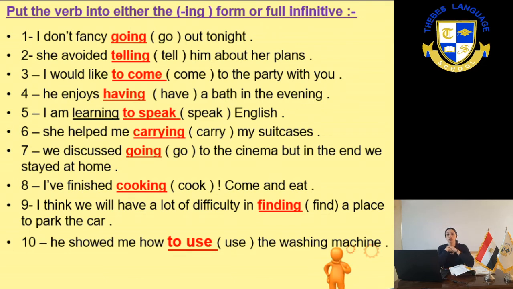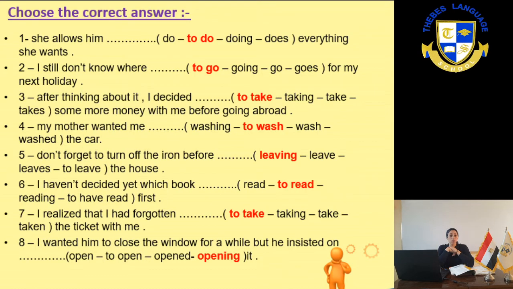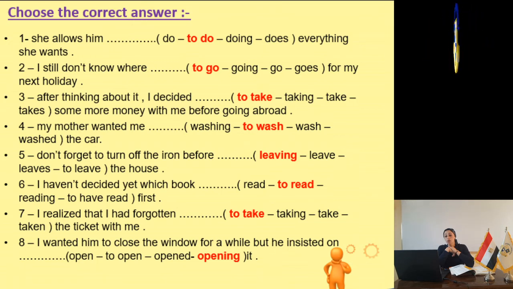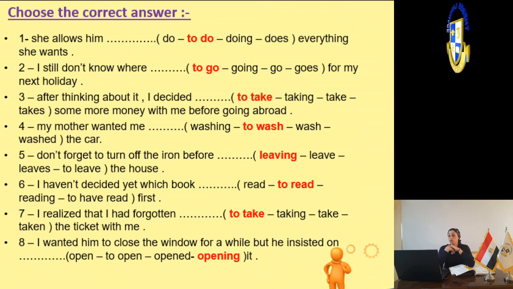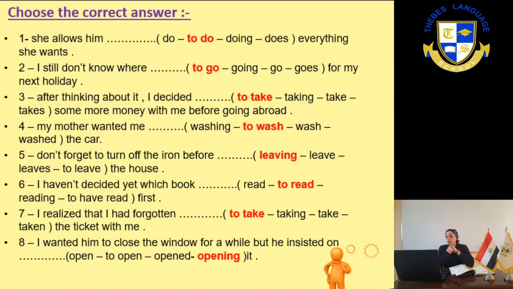Let's move to slide number 9. Choose the correct answer. She allows him to do, doing, does everything she wants to do. I still don't know where for my next holiday. Where to go. After thinking about it, I decided some more money with me before going abroad. To go abroad here means to travel outside the country. So, to take. My mother wanted me the car, wanted me to wash the car.